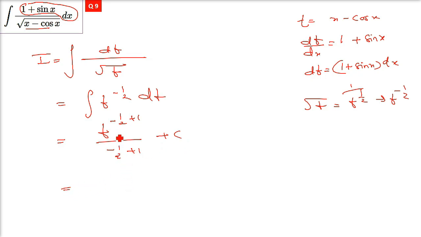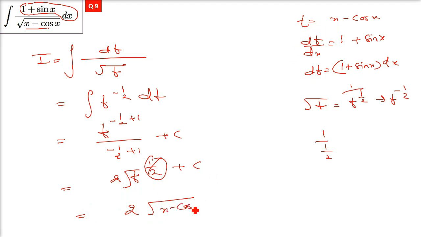1 minus half is half only. So numerator will be t raised half, denominator is half, so that goes up, it will be twice of t raised half, which is of course under root t. So 1 by 2 is 2, and t raised half is under root t. So what do you get? 2 under root t. T was x minus cos x. You can write it as 2 under root of x minus cos x plus constant of integration. This is your final result.